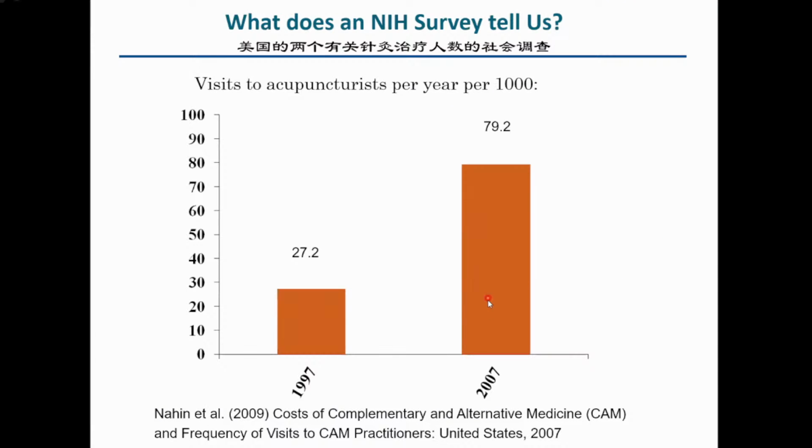So then also a survey by different institutes. The 1997 survey by Harvard Medical School, David Eisenberg, he found that for every 1,000 people in the population, 27 people will visit an acupuncture clinic a year. But 10 years later, NIH, National Institutes of Health, also launched a survey. They found that the number increased almost three times, 79 patients per 1,000 people visiting an acupuncture clinic at that time. But this is not the only evidence.